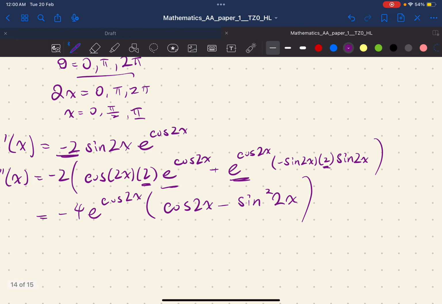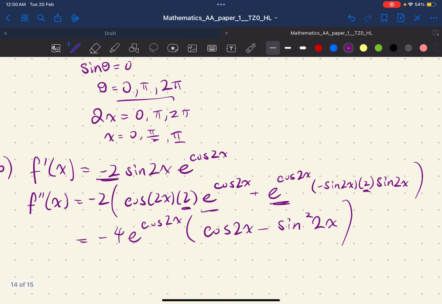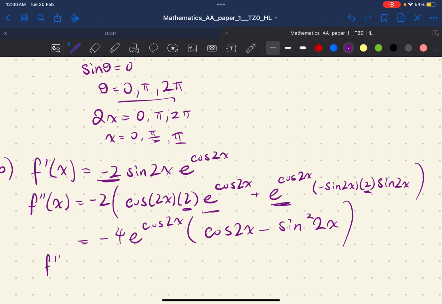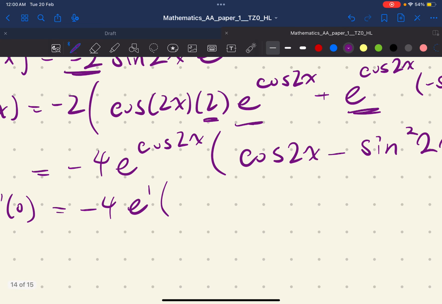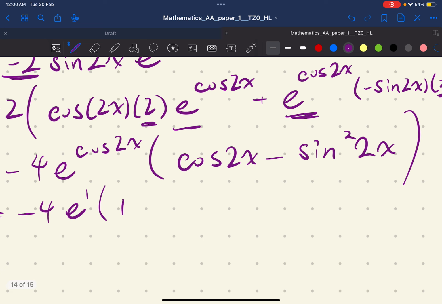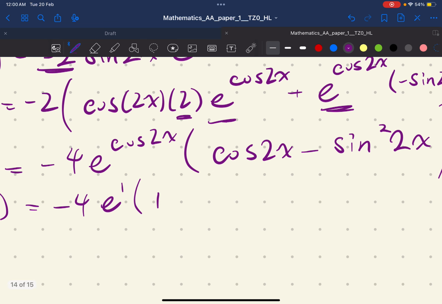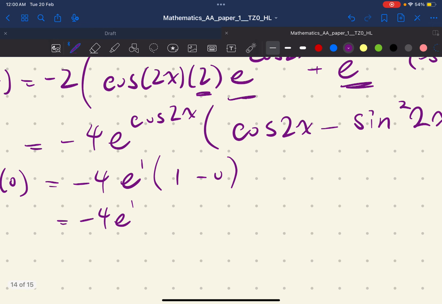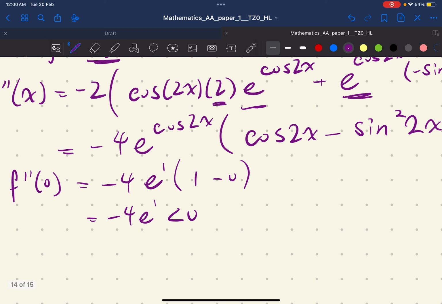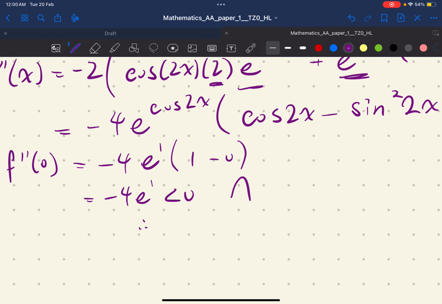Just to make our life a little bit easier, we'll substitute values. So let's put in 0 for f double prime of 0. Plug in 0 and see what happens. -4 is still -4. Cosine 2 times 0 is cosine 0, which is 1, so e to the power of 1. And then inside, cosine 0 is 1 minus sine squared 0, which no matter what is 0. Since it's a show-that question, you need to write a little bit more. Since this is smaller than 0, it's opening downward. Therefore, max at x equals 0.